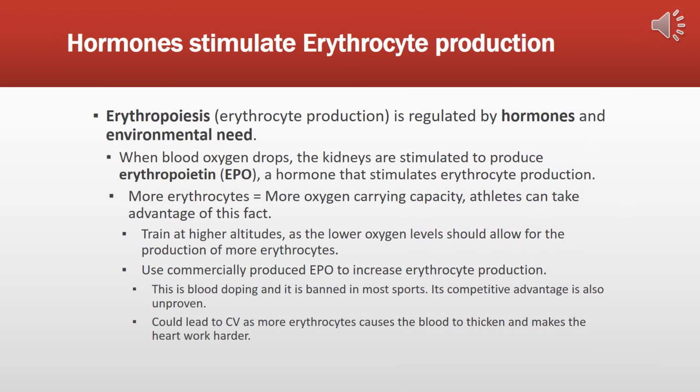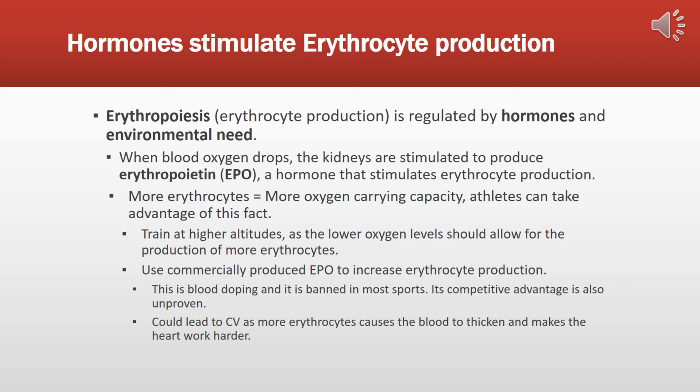The production and maturation of erythrocytes is called erythropoiesis, and this process is regulated by hormones and our environmental need for oxygen. So when blood oxygen levels drop, the kidneys are stimulated to produce a hormone called erythropoietin, or EPO, which is the hormone that stimulates erythrocyte production.